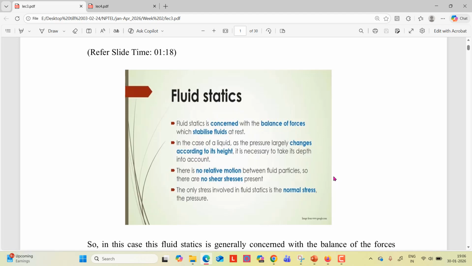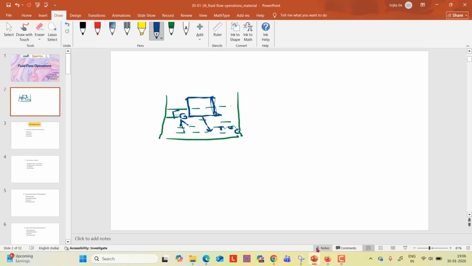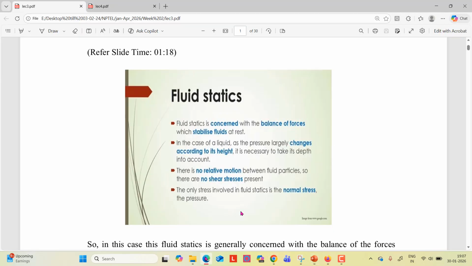Here you will see that the pressure is different at different positions. The pressure at this point is suppose P1, and the pressure at this point is P2. Both pressures are not the same, so P1 is not equal to P2. There is a pressure difference associated with the height inside the liquid.